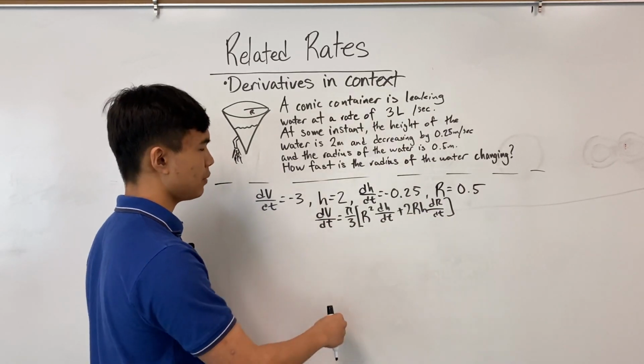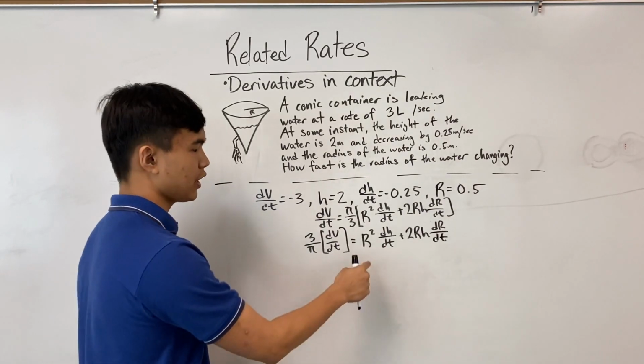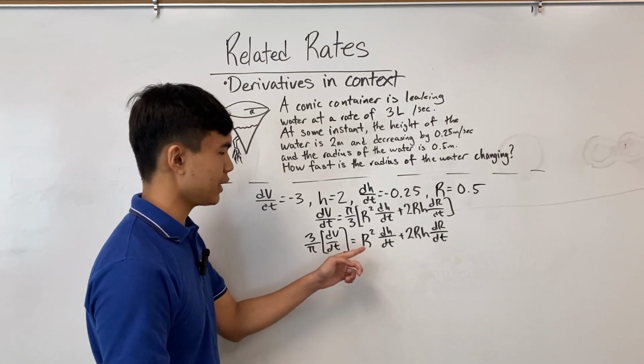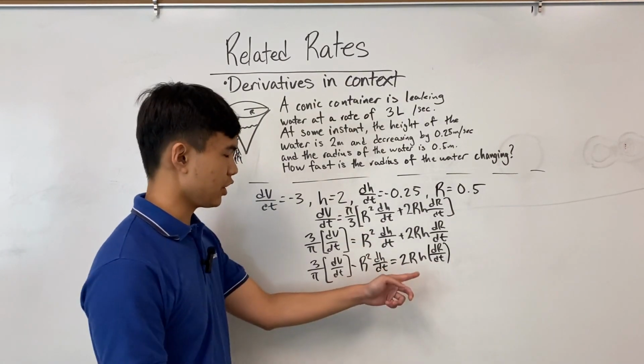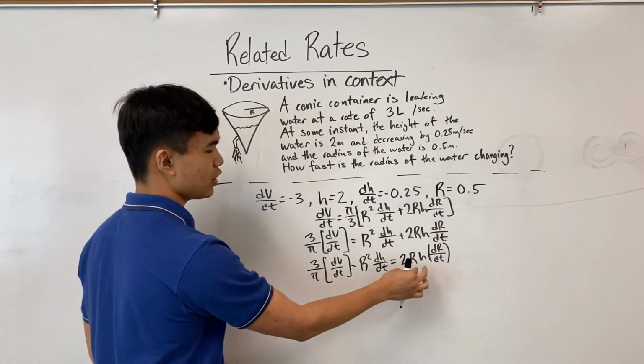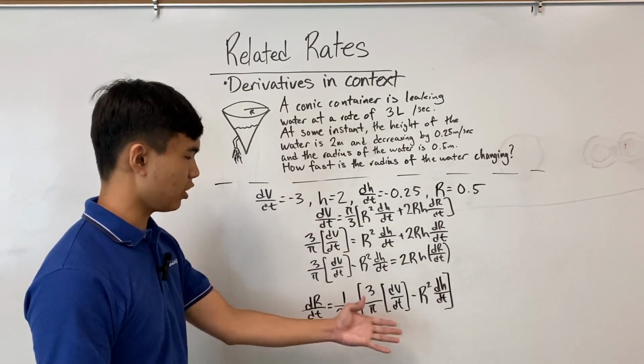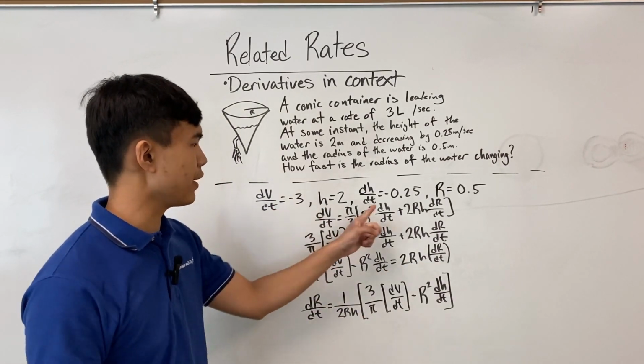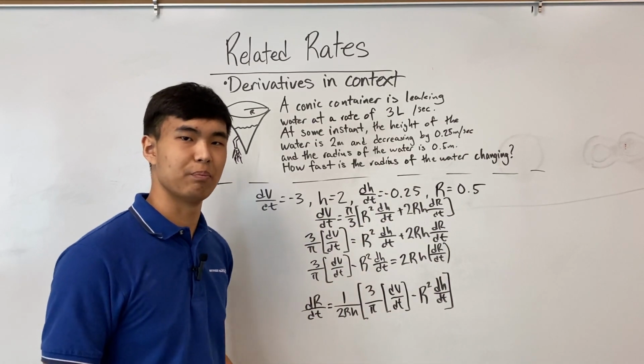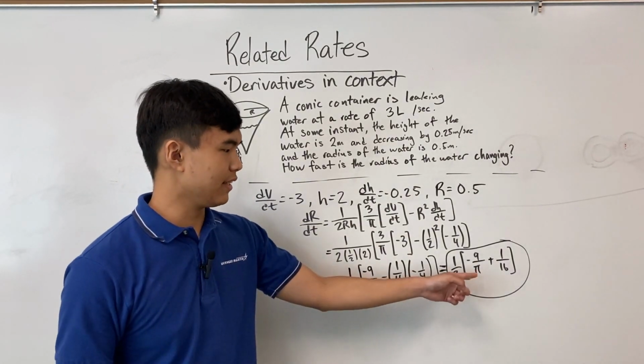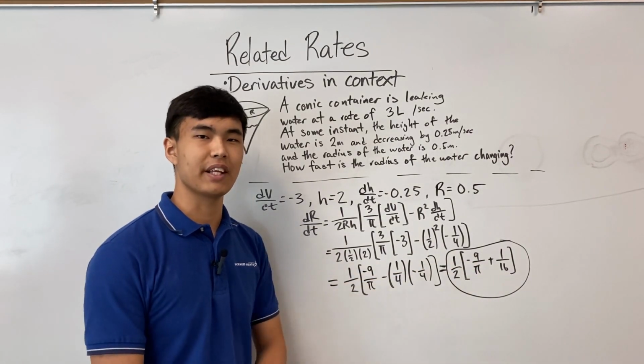First, I'm going to begin by multiplying 3 over pi to both sides, like so. And then I'm going to subtract r squared dh/dt from both sides, like so. And finally, here I'm going to divide by 2rh. And this is our expression for dr/dt, and now we just have to plug in the numerical values we established at the start of the problem, like so, which reduces to this, and this is our numerical answer. That's how you solve related rates problems.